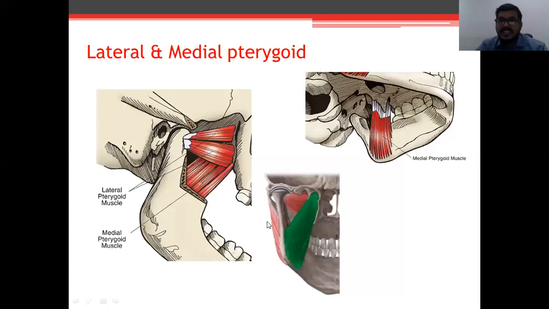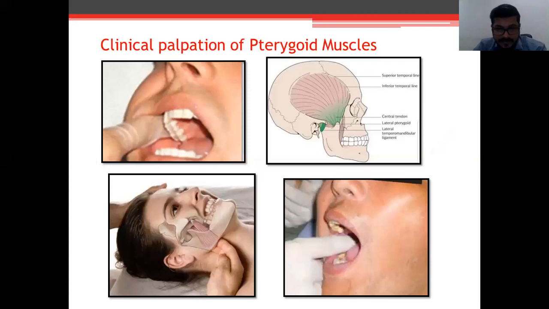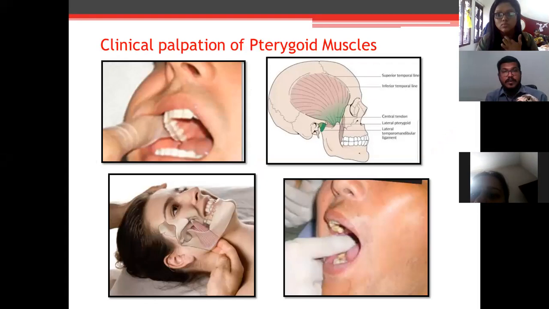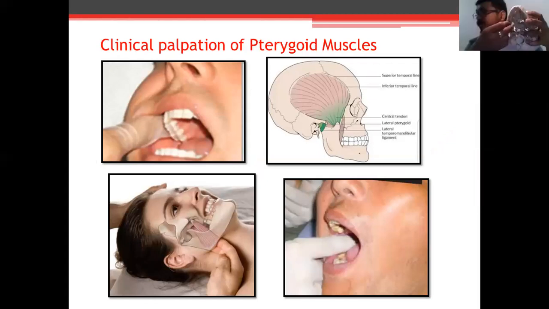Medial pterygoid palpation is okay. It is a little bit easy. There are two approaches for medial pterygoid palpation. One is extraoral palpation. You can just keep your finger on the inferior aspect of the body of the mandible, like this, and palpate it. Then ask the patient to clench. Since it's an elevator muscle, when it clenches, the muscle will contract, and you can palpate.